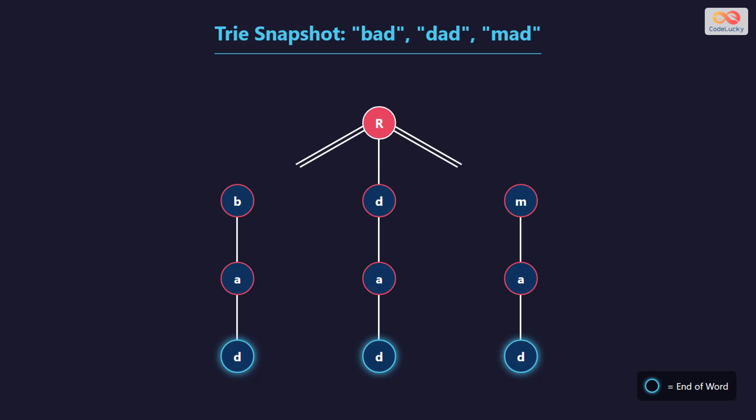Here is a visual representation of a trie containing bad, dad, and mad. Notice how they branch out from the root. Since they start with different letters, b, d, and m, they have separate initial branches. However, if we had added bat, it would share the b and a nodes with bad, branching off only at the last character. This prefix sharing is what makes tries so space-efficient for dictionaries.